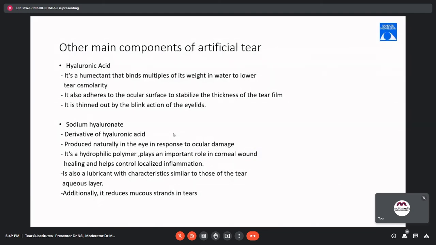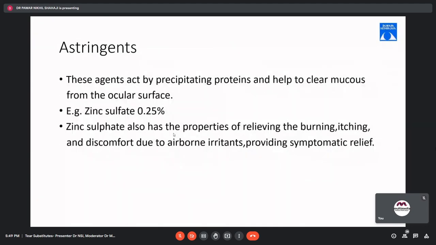This also increases the number of goblet cells in the conjunctiva in long-term studies. These agents act by precipitating proteins and help to clear mucus from the ocular surface. An example is zinc sulfate 0.25%.